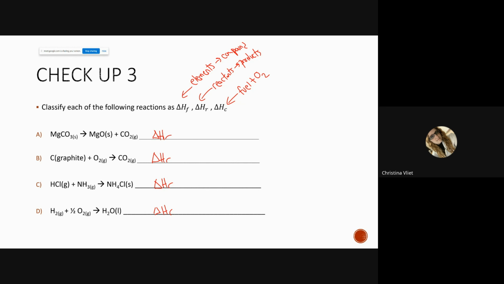Second one. Is the second one an enthalpy of formation? Yes. Carbon as graphite is its standard state. That's how we encounter natural carbon, as graphite. Oxygen is O2? Yes. Carbon dioxide is the compound made. These are elements in standard state going to a compound. This is also delta HF.